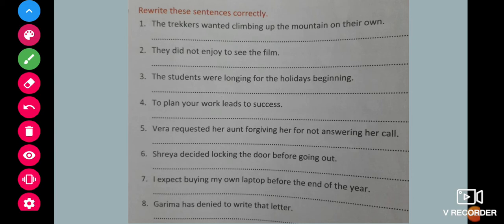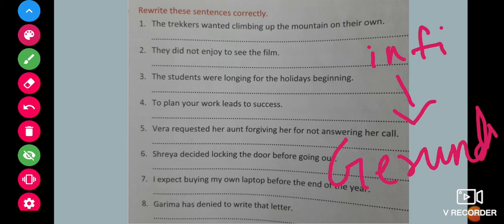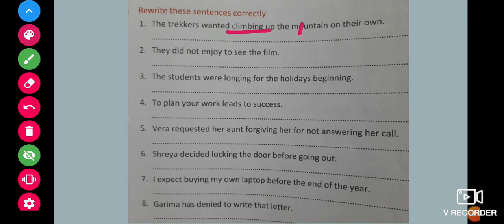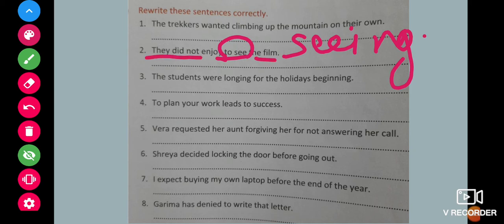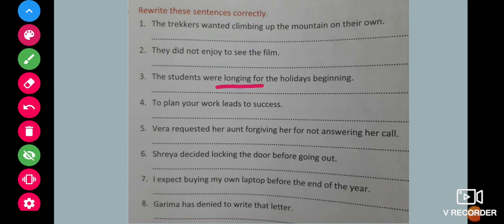Now here we have this exercise C where we are supposed to write these sentences correctly. So what we have to do is, wherever there are infinitives, we have to convert those infinitives into gerunds, and wherever there are gerunds, we are supposed to convert them into infinitives. For example, here climbing will be converted to climb, and everything else will be written as it is. Here to see will be changed to seeing, and everything else will be written as it is. Here to plan your work leads to success. So here instead of to plan, we will write planning.